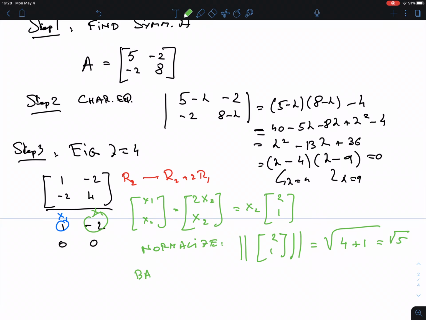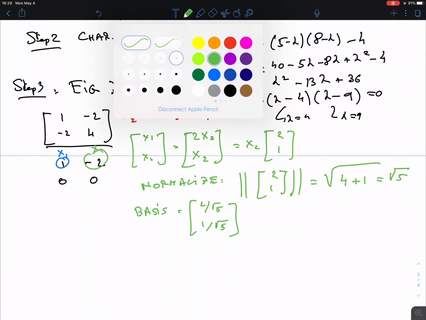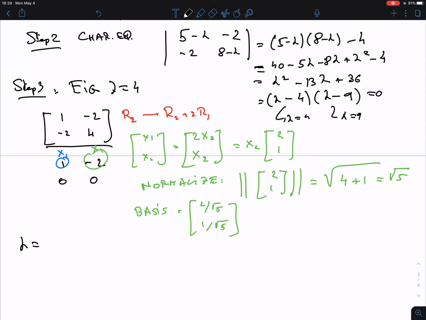So the basis will be this vector divided by square root of 5. So 2 over radical 5, 1 over radical 5. Remember, we divide by the norm. Okay, that's for lambda equals 4. Now for lambda equals 9.